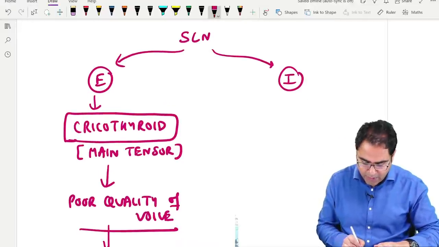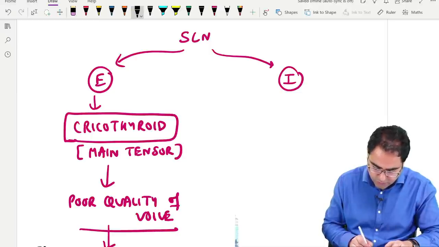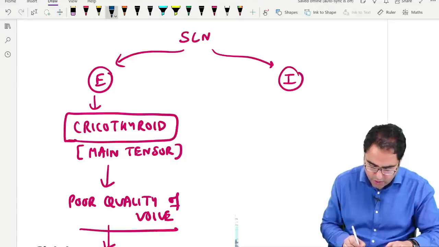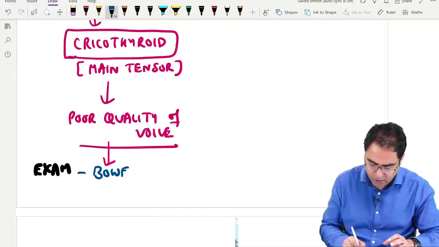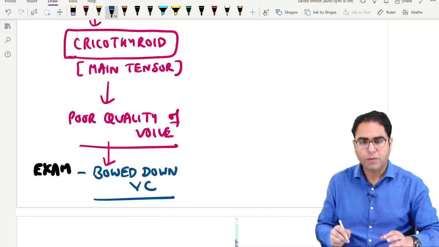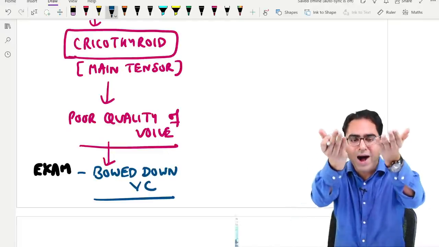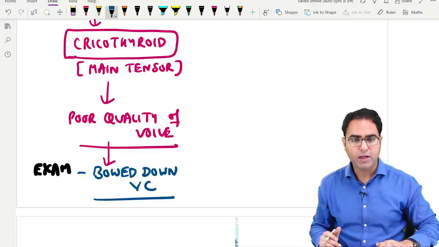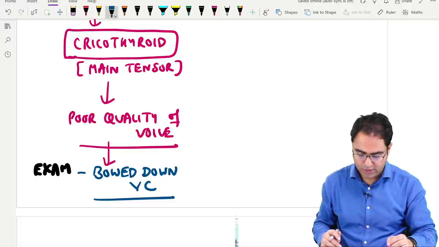And examination will show what? Important question. Examination will show bowed down vocal cords. Something when it's not tense is going to bow down. Bowed down vocal cord. Am I clear? The cord will droop down. Bowed down vocal cord. Okay, clear?